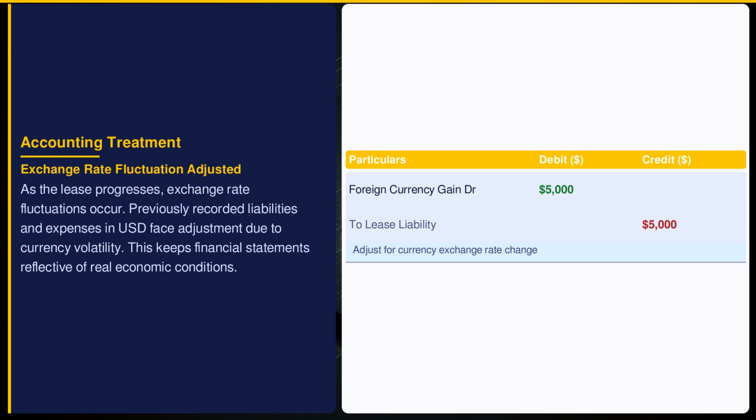ASC 830 requires adjusting financial positions for currency fluctuations, impacting the lease liability. This adjustment ensures that Meridian Corporation's financial statements accurately capture the economic effect of currency variations, maintaining transparency and precision in reporting.